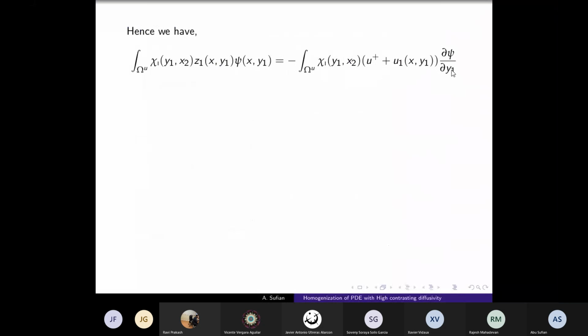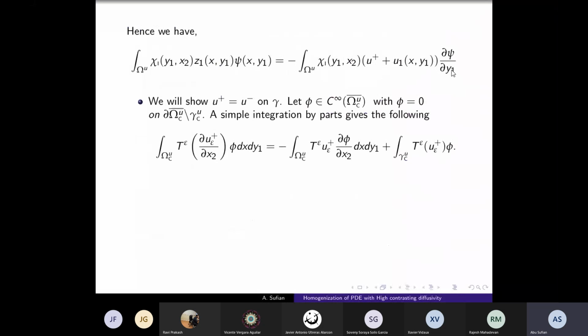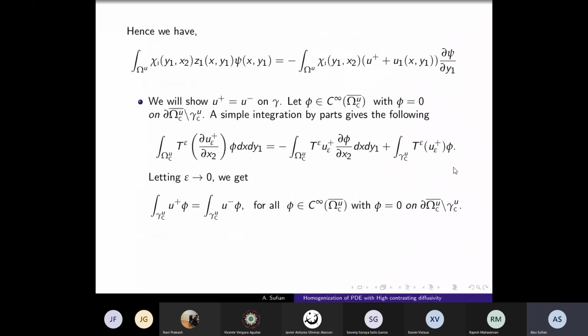Now u plus should belong to the limit function space H of omega. In order to have u in H of omega, u plus and u minus should agree on the interface. For that, we take a function phi belonging to C infinity of omega cu, with phi equal to 0 on all the boundary of omega cu except the bottom boundary, that is gamma cu, and just apply simple integration by parts. Now on the interface at the epsilon stage, u epsilon plus is the same as u epsilon minus. So if you replace u epsilon plus by u epsilon minus in this boundary term, that is the integral over omega cu, and pass to the limit epsilon tends to 0, we'll end up with this integral equality.